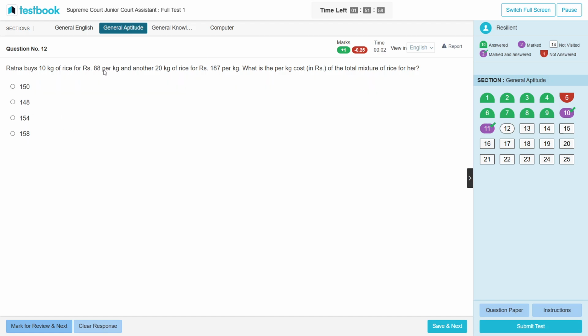Ratna buys 10 kg of rice for rupees this per kg and another 20 kg like this. What is the per cost of total? 10 kg 88, 1, 2, 7, 88 plus 2 is 99, 33. 66, 88 and 66. We will go from here.